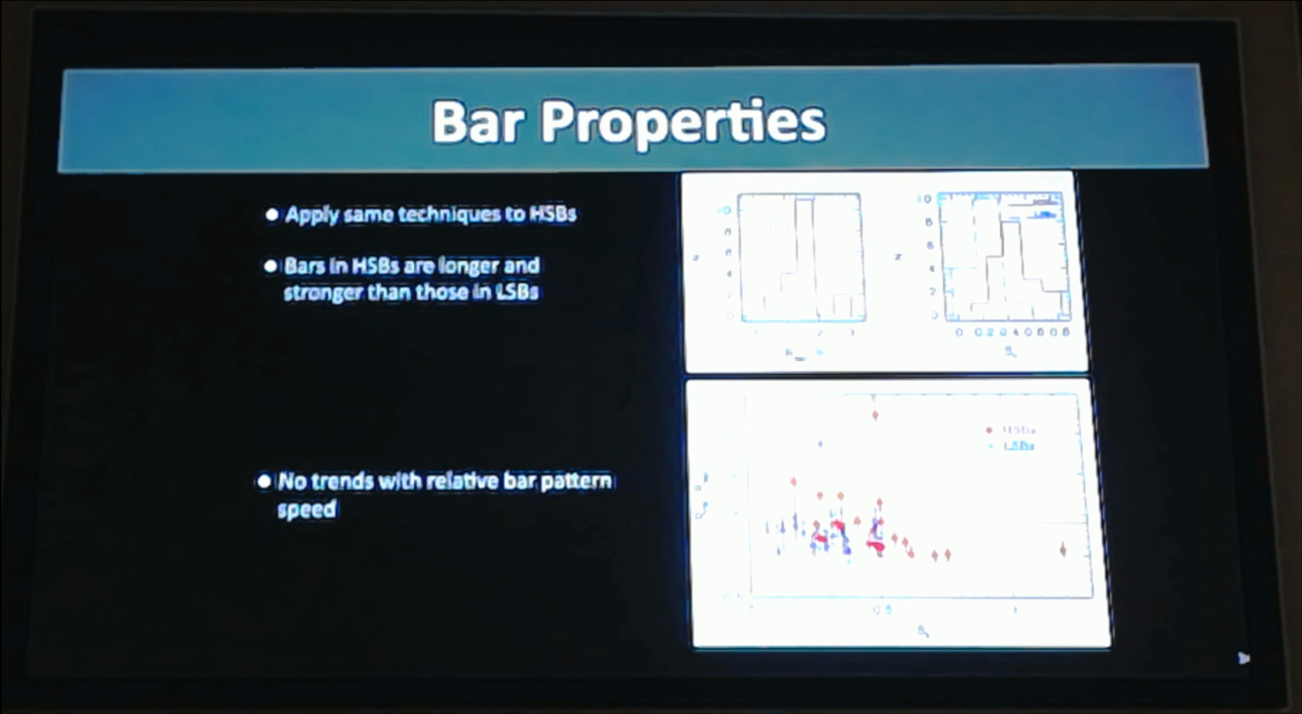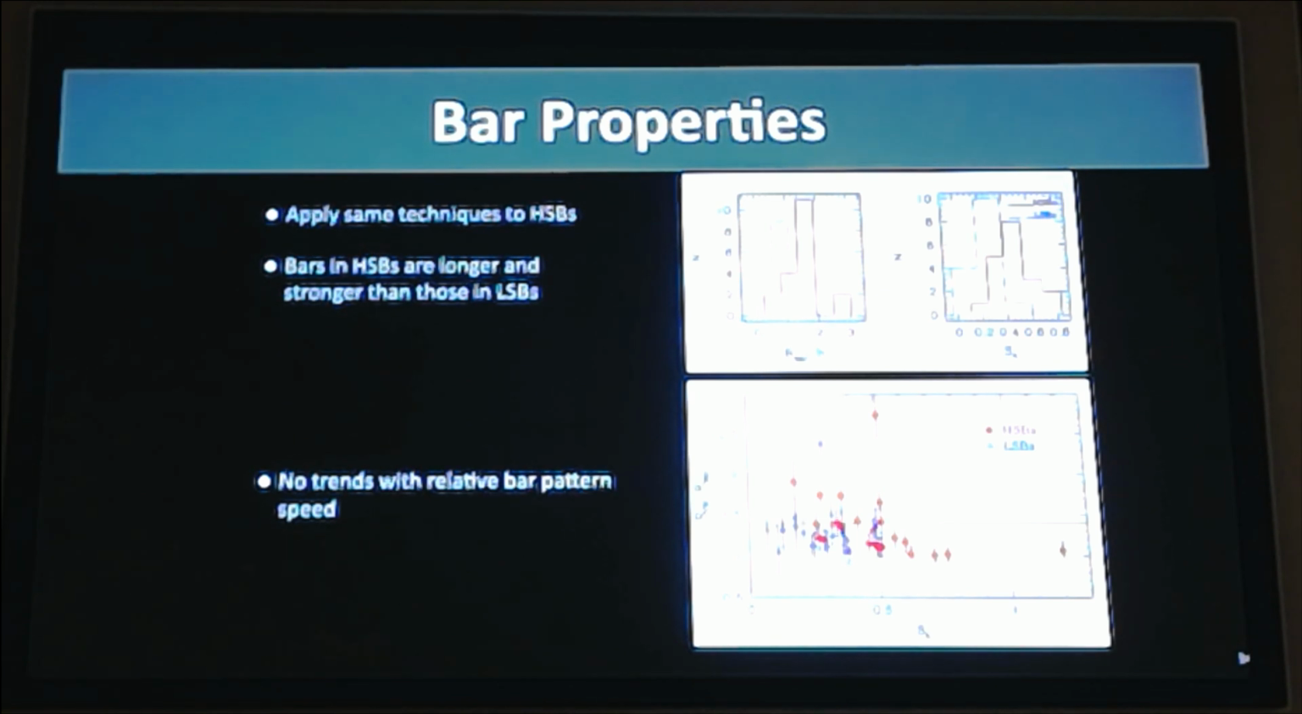The same is true for bar strength, where bars in LSBs tend to have strengths of only about 0.2 or so, where HSBs are around 0.4 or even greater. So again, this is expected. If you're going to form a bar in an LSB, it's expected to be short and weak.